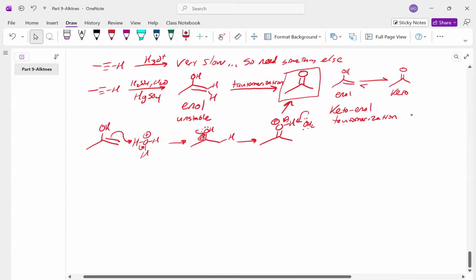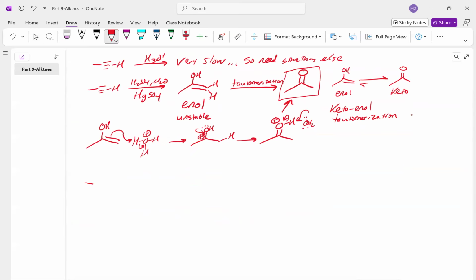Now we see the same thing if we have an internal alkyne. We just can't follow Markovnikov's rule. So we'll do an acid catalyzed hydration. And what that means is that the carbonyl could end up on this carbon or it could end up on that carbon. Now for this particular alkyne, because it's symmetrical, it ends up being the same. Okay, so these are the same product.